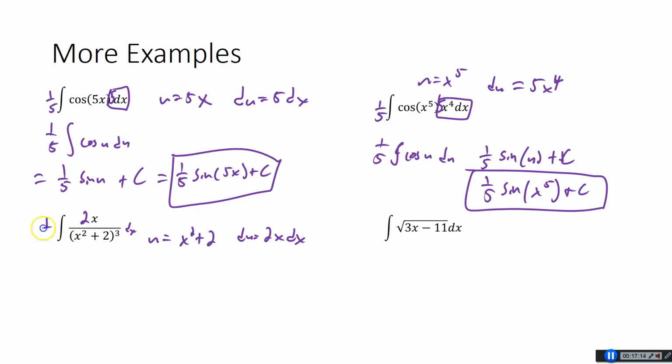So I need a 2, so I need a 1/2 in the front then, because I can't just multiply by 2 out of thin air. So I have 1/2 integral 2x dx, that's my du. So I'd have du over u cubed.